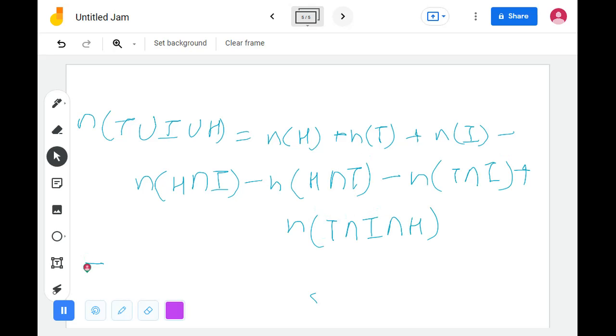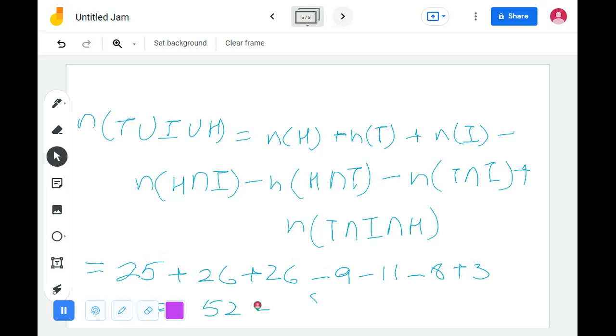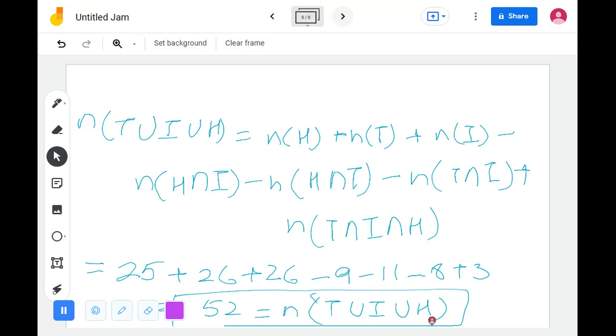Now when we put the values, that is 25 plus 26 plus 26 minus 9 minus 11 minus 8 plus 3. So what we get is 52, the number of T union I union H. So these are the 52 people who read at least one newspaper. So this is the answer of the first part, this is our A part.